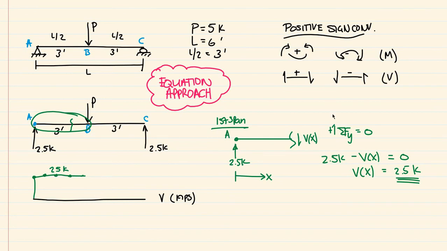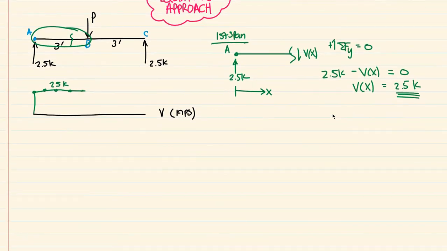So I'm going to scroll down just a little bit so we can make some room. And now I'm going to look at this second span, from B to C. So I'm going to write second span, and draw that second span. I'm just going to take a cut, some random cut between B and C. It doesn't matter where it is because we're going to write it in terms of x.